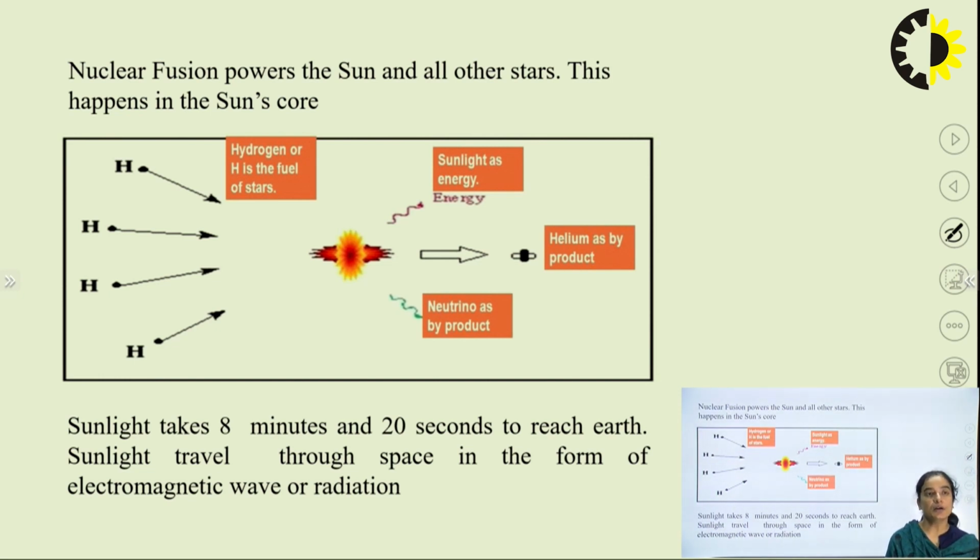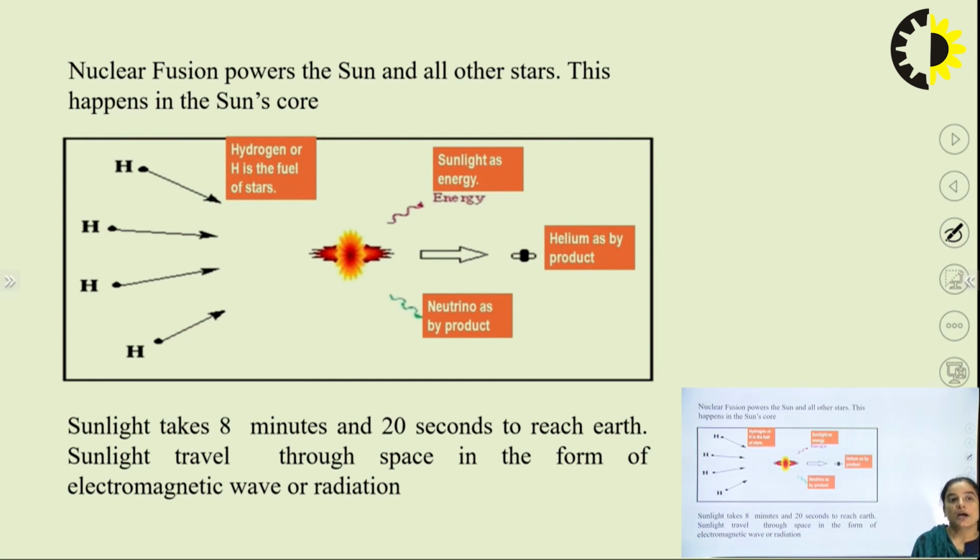What is the concept behind the power of the sun? The sun has enormous energy only due to nuclear fusion. Hydrogen atoms are being fused and generating alpha particles, that is the helium, and in this fusion process enormous energy is being released. That is the reason for the enormous energy of the sun. So nuclear fusion powers the sun and all other stars. This happens in the core of the sun.